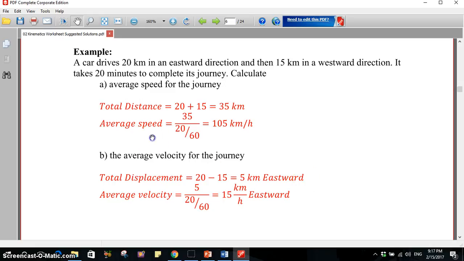When we find average speed, we take distance divided by total time. But when we find velocity, we take displacement divided by total time. So please take note that velocity is a vector, so you need to take the vector quantity, which is displacement, divided by total time. Another thing to take note about is that when we calculate our speed, the final answer must always be either meter per second or kilometer per hour. That's the reason why we convert 20 minutes to hour.